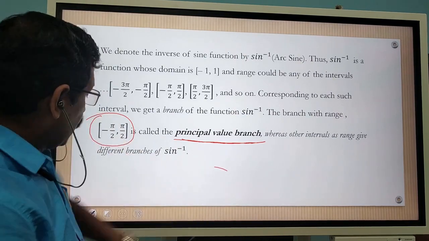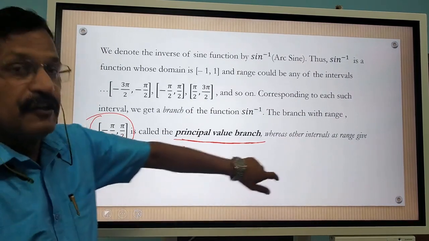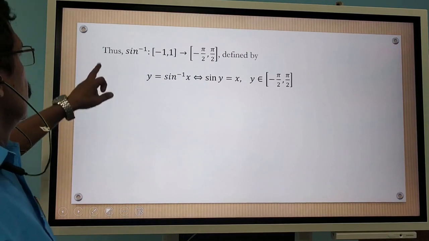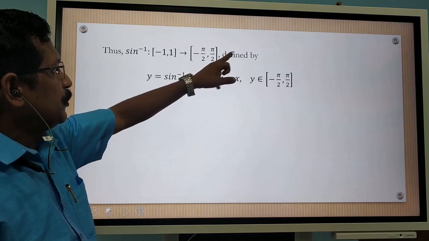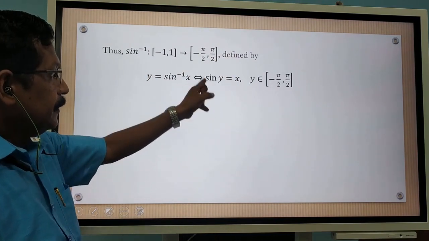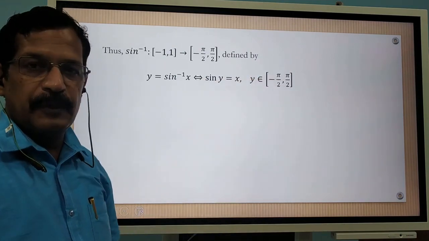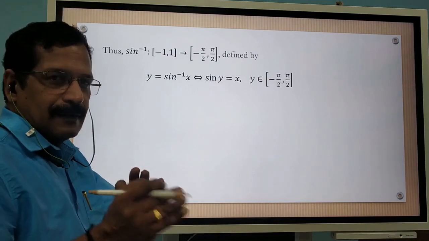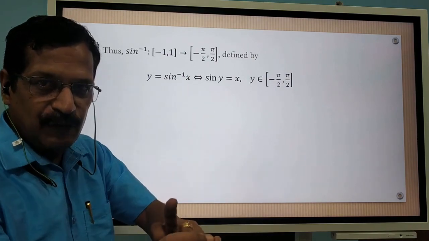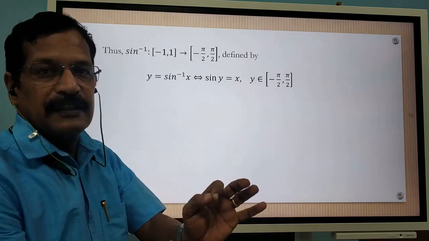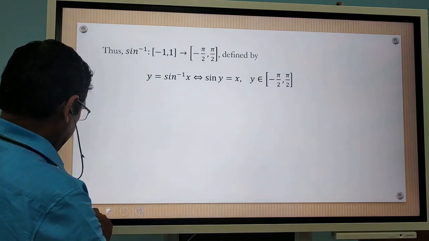Now we are going to define sine inverse. The sine inverse is from [-1, 1] to [-π/2, π/2], defined by y equals sine inverse x, which implies and is implied by sin y equals x, where y is an element of [-π/2, π/2]. To avoid that gap between f of x, sin x, and sine inverse, I am connecting this to the function and its inverse, from relations and functions. You can see here.